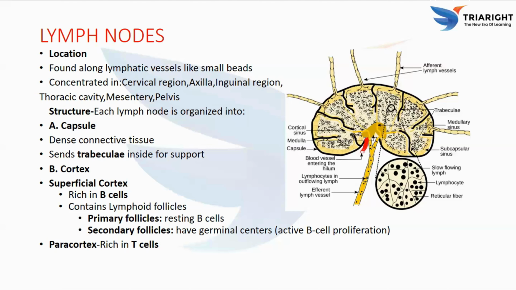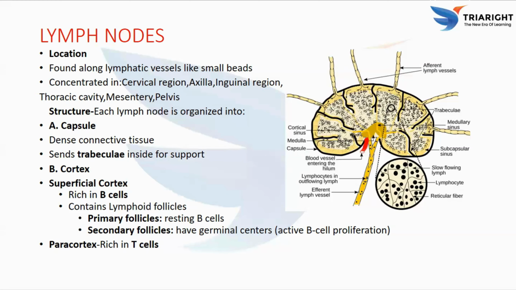The primary follicle contains resting naive B cells. There are no germinal centers in these primary follicles. Whereas secondary follicles contain the germinal centers. A germinal center is the area where activated B cells multiply, differentiate, and produce antibodies. Secondary follicles appear during infection. This is why the nodes swell.